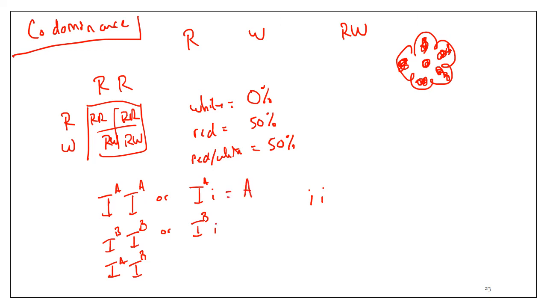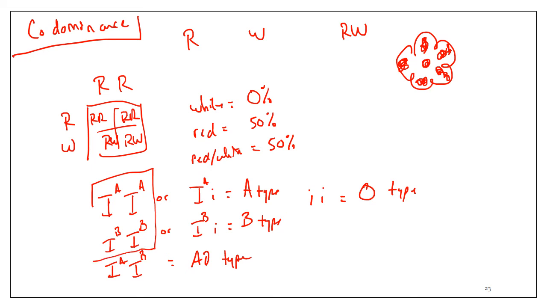So this would be A-type. This would be B-type. This would be AB-type. And then ii is going to be O-type. And so if you cross people with different blood types, you can have a homozygous dominant version, and you can have a heterozygous. And of course, this is going to be homozygous recessive, so that's still going to be your O-type blood.